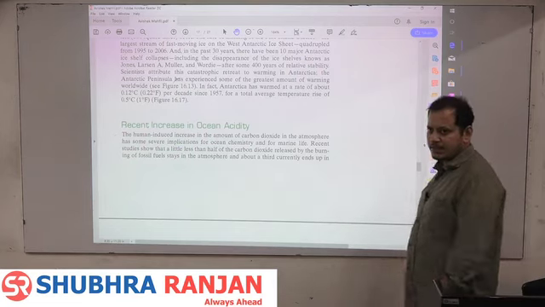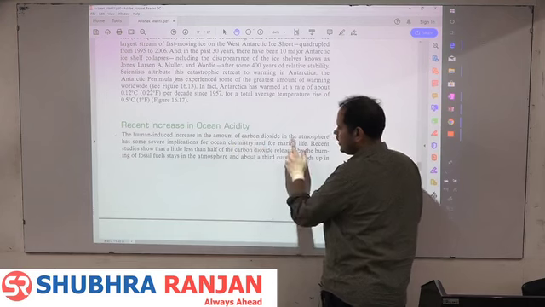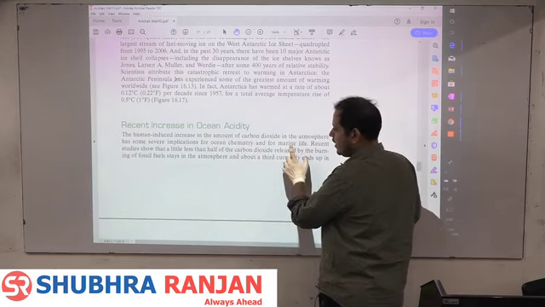An increase in the ocean acidity. The human increase in the amount of CO2 in the atmosphere has several implications for ocean chemistry and for marine life.